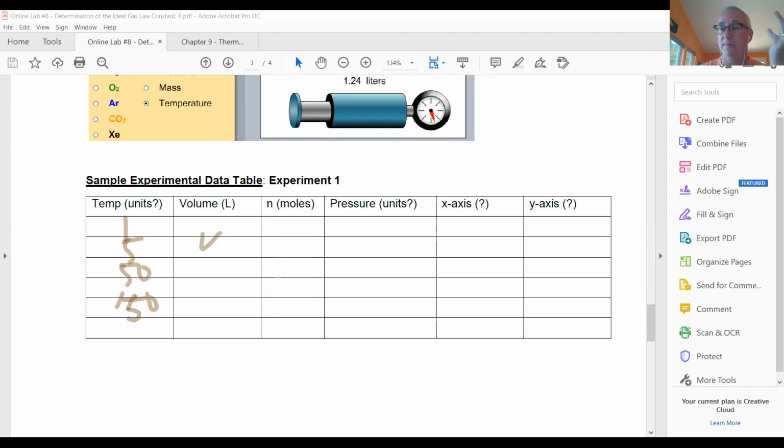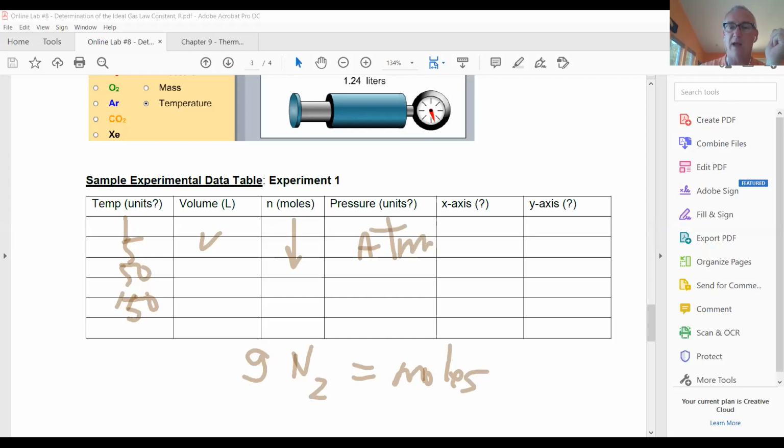We'll take whatever amount of grams of gas, say N2 or something, and we'll convert that to moles. You can either put grams of gas here and have the computer convert it to moles for you, or you can just convert it to moles yourself and write that in. Pressure needs to be converted to atmospheres. And what are we going to plot? What's going to go on the x-axis and what's going to go on the y-axis?